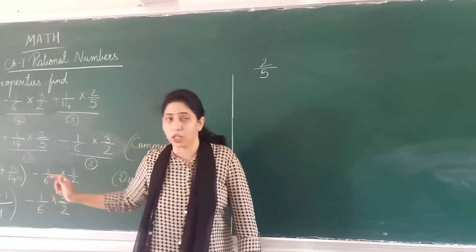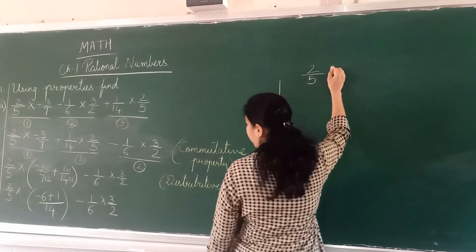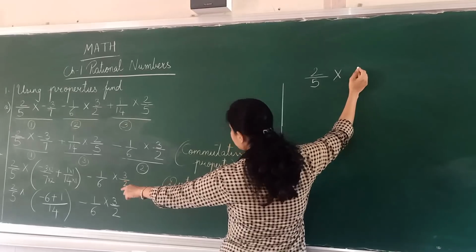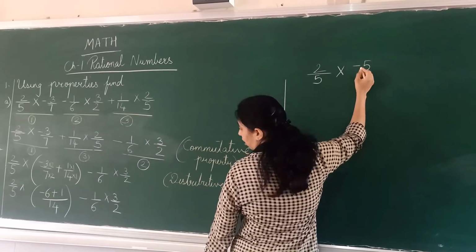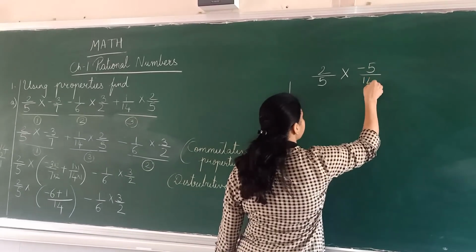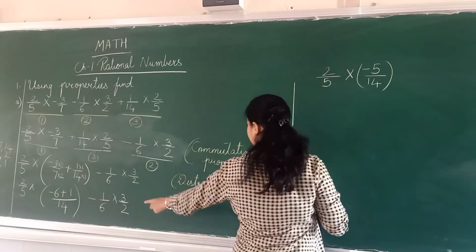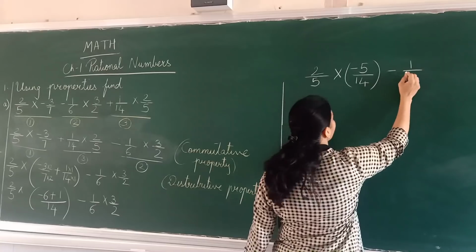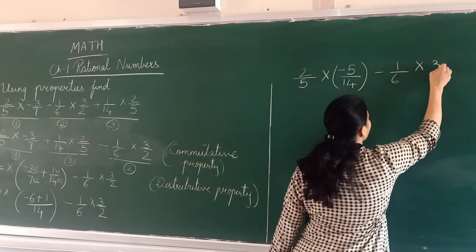Now we are going to write down the same sum again. First you are going to solve the bracket. So 2 upon 5 into minus 6 plus 1 becomes minus 5 upon 14. So you get this, and the rest of the sum you write as it is: 1 upon 6 into 3 upon 2.